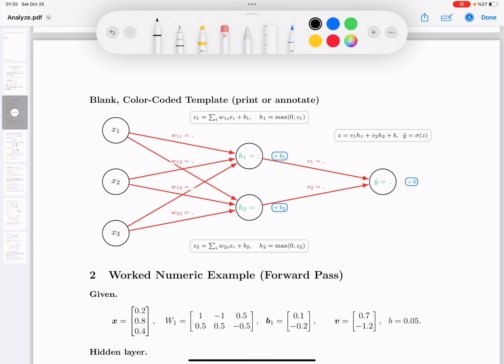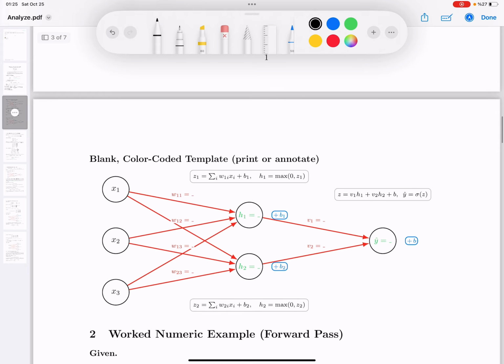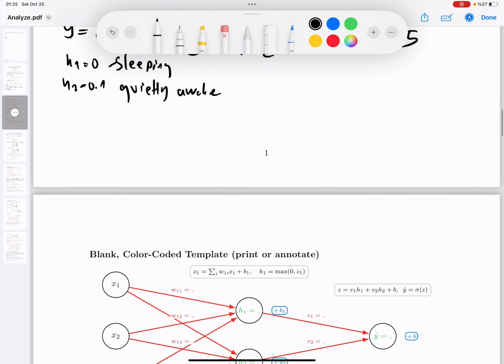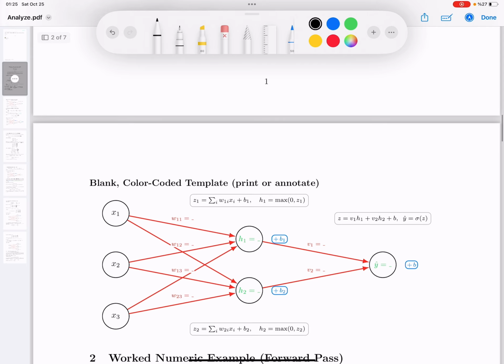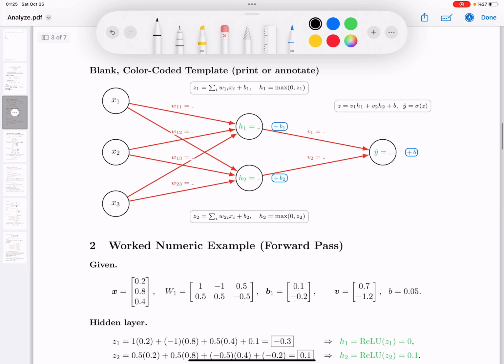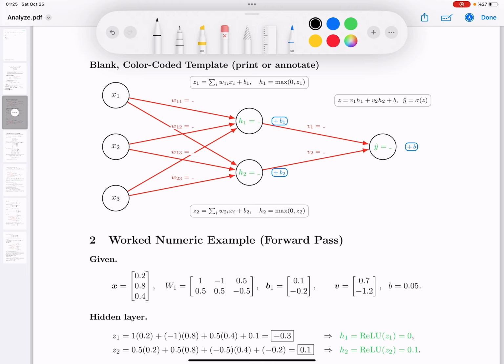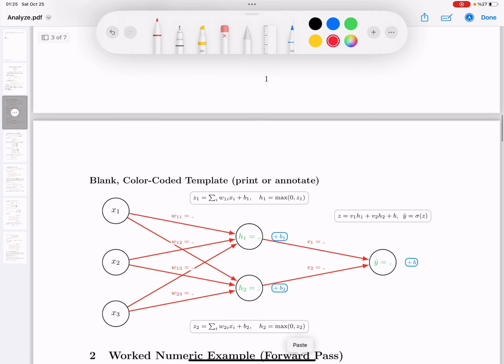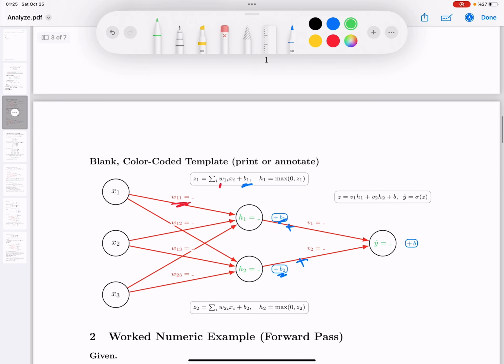We have this blank coded template like x1. Red are the weights, the weights which are in the formula, and blues are the biases which we add to the weighted sum. Green are the activations, outputs you compute, the node values. I also open it actually.